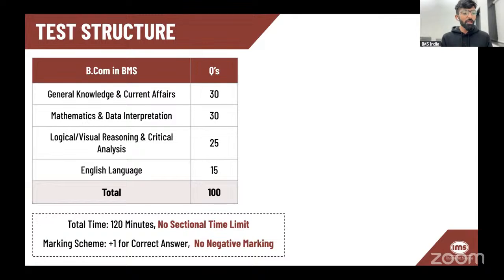The reason for this confusion was that there was verbal reasoning asked inside the logical section, and students confused it as English language. But overall, I think the questions were in order only, starting with 30 GK, then 30 quants, then 25 logical and visual, and 15 English language. Now, let us quickly look at each and every section.